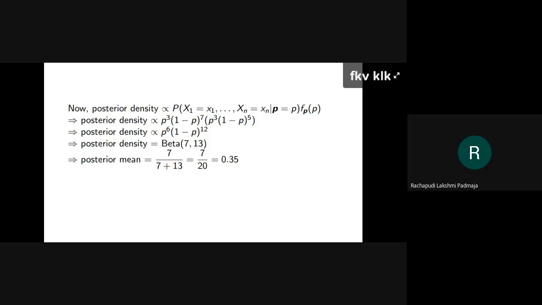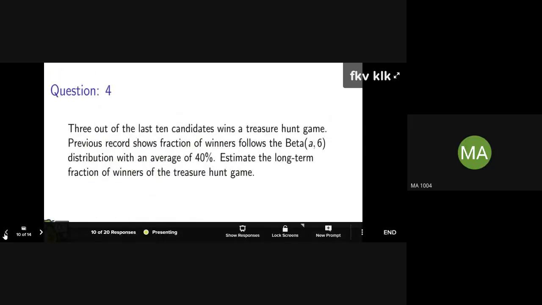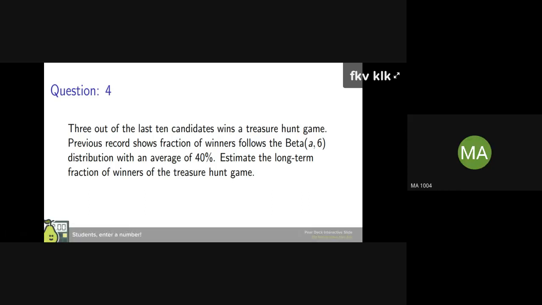Ma'am, excuse me, ma'am. I have one doubt here in the question, which is there on the screen. It is P of x1 equal to likelihood times prior density. How come we got that p cubed into (1 minus p) to the power 7? Look at the question here: 3 out of the last 10 candidates went to the treasure hunt. Yes, ma'am, so it comes from there.